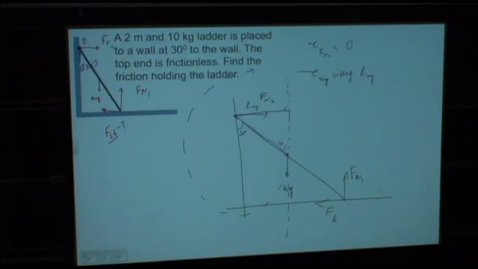Moving on, the torque due to normal force number 1. First of all, that's the line of action, and relative to my axis, it wants to turn the ladder counterclockwise, so it has to be positive. It has to be equal to the force times the lever arm. What is a lever arm?